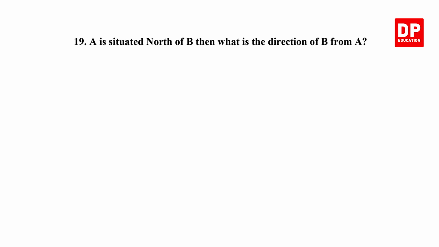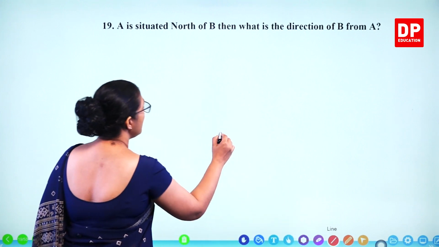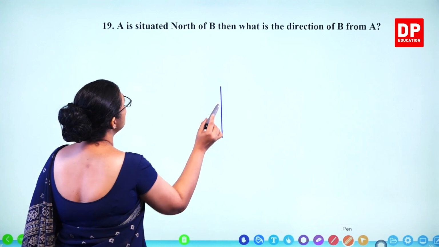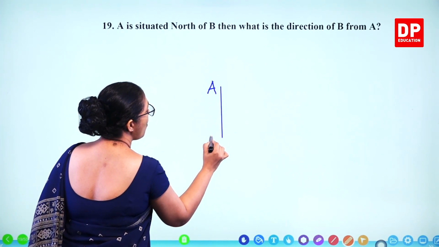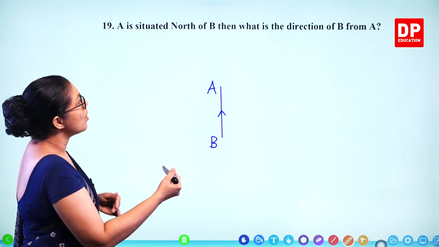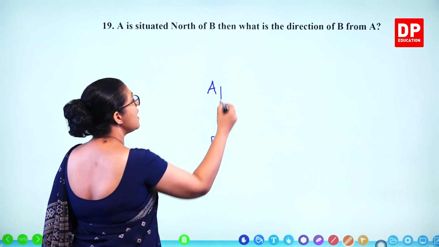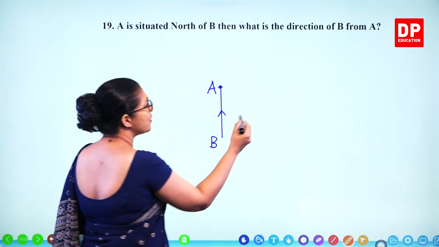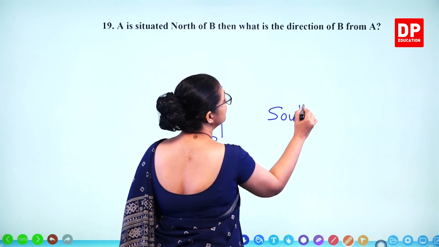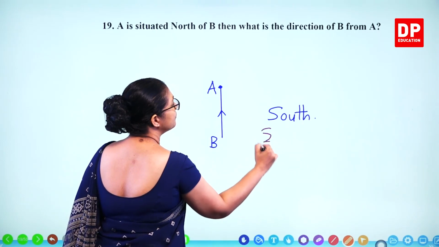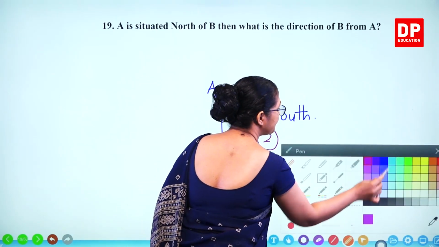A is situated north of B. Then what is the direction of B from A? So let's draw this. It says A is situated north from B. So this way. Now they're asking what is the direction of B from A. So what's the direction now? South. Two marks.